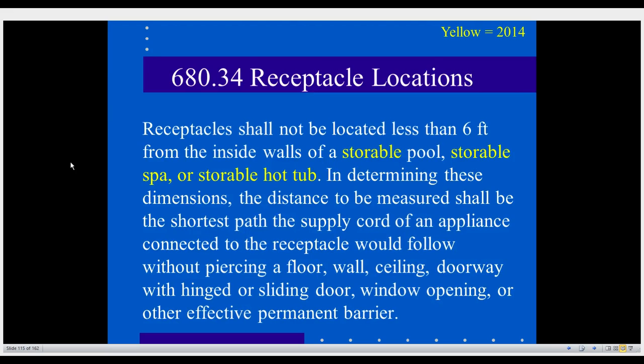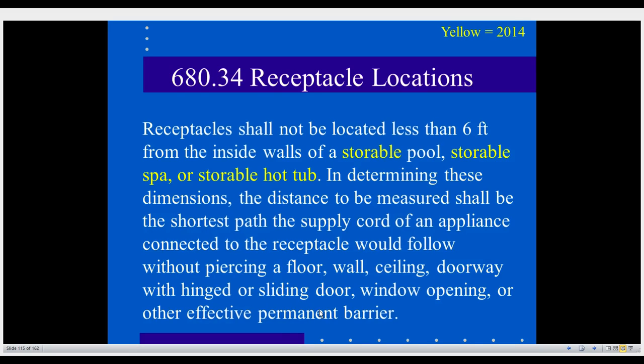All right, what about the receptacle locations when dealing with storable pools? It says receptacles shall not be located less than 6 feet from the inside wall of a storable pool, because that matches the permanently installed pool. It says, in determining these dimensions, the distance measured shall be the shortest path the supply cord of an appliance connected to the receptacle would follow without piercing a floor, a wall, a ceiling, a doorway with a hinged or sliding door, and what have you. So again, very similar to what we've seen elsewhere when we've talked about this subject, when we're dealing with maintaining the measurement.